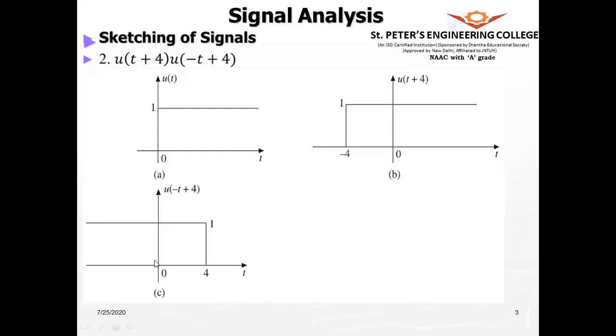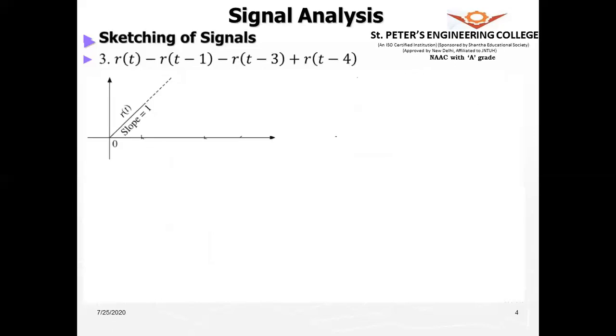And similarly, for time less than minus 4, this signal u of t plus 4 does not exist, whereas u of minus t plus 4 exists. So therefore, the product of these two will be 0 after or before this time instance, minus 4. So therefore, you will get a resultant again like a pulse, which will start from minus 4 and end at plus 4. So this is a product signal. So we have sketched this second signal u of t plus 4 into u of minus t plus 4.